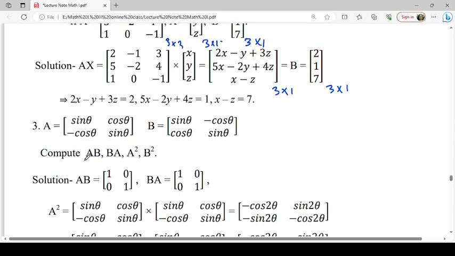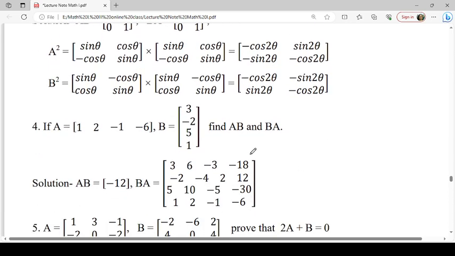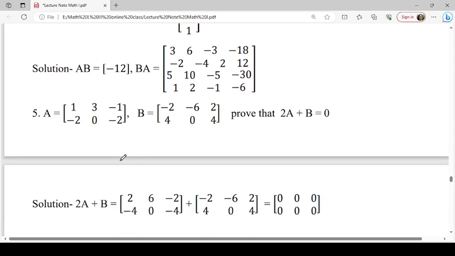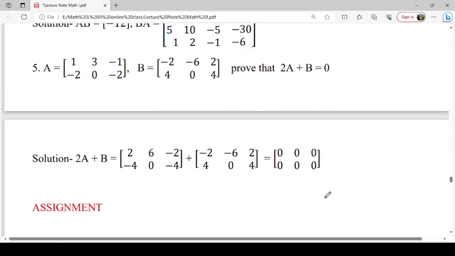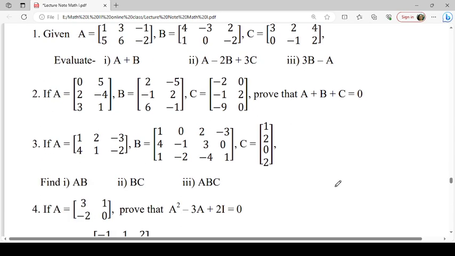Then this is the way we find AB, BA, A square, B square. All are products. A square means A into A. Here A is a 1 by 4 matrix and B is 4 by 1. So AB will be 1 by 1 and BA will be 4 by 4. Then this is AB, and this is the zero matrix. So these are some examples you can try.